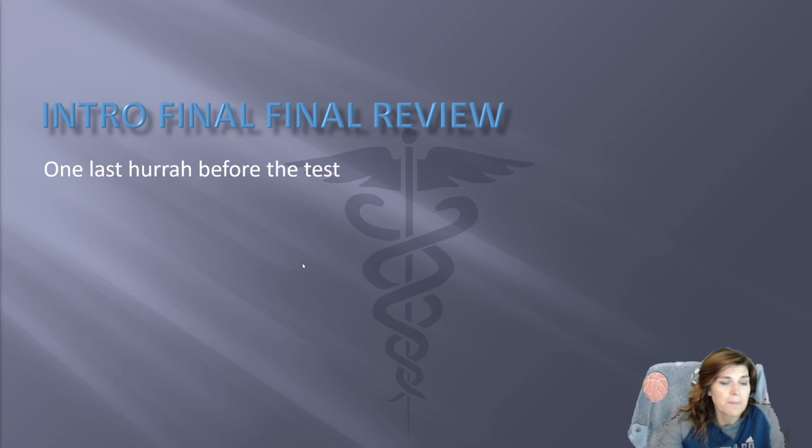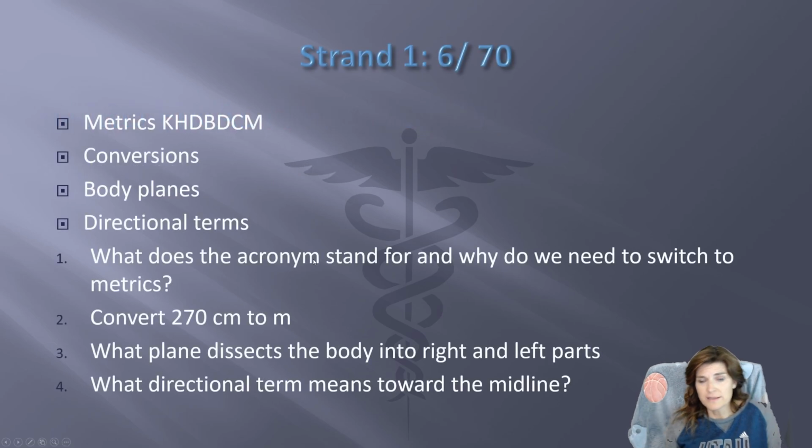Get it done. Okay, so I kind of broke this down, and basically what I did is I took their numbers. They said there are, I want to say, 7 strands, and each strand they gave a number value. So the final test is worth 70 points. 6 of those points come from strand 1. So strand 1 included metrics and conversions and body planes and directional terms.